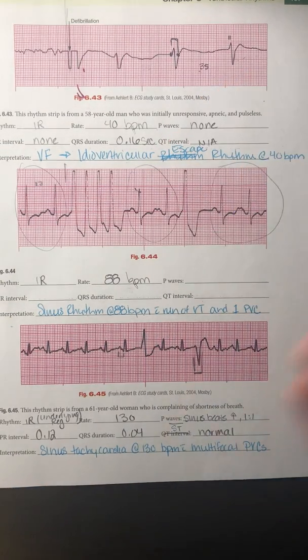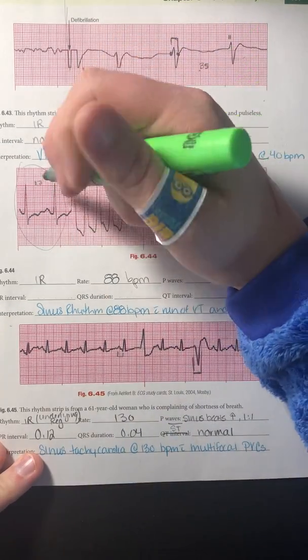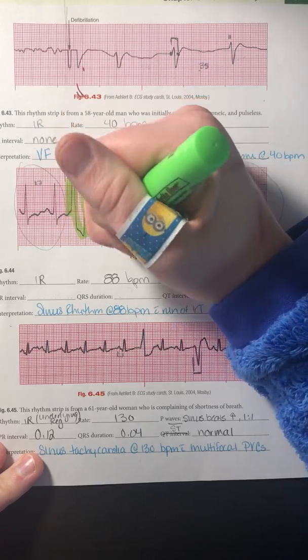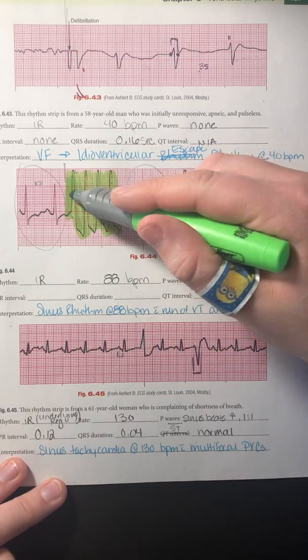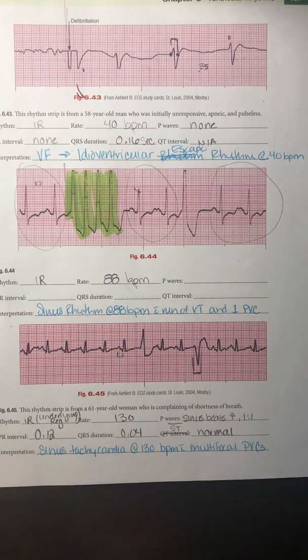From here to here, let me highlight it in green. This is a run of VTAC, okay? So you can see I have 4 ventricular beats right in a row. We consider a run of VTAC to be 3 PVCs or more. So even if it was just 3 PVCs, we would also consider that to be a run of VTAC.